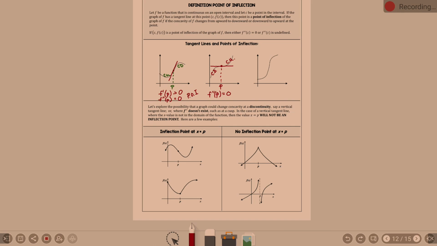This is going to be your other example. I don't know if that graph's drawn exactly right, but you're going to end up with a vertical tangent line there. Mine didn't end up very vertical, but it goes from concave up to concave down, and there's an example where your second derivative is undefined or does not exist.